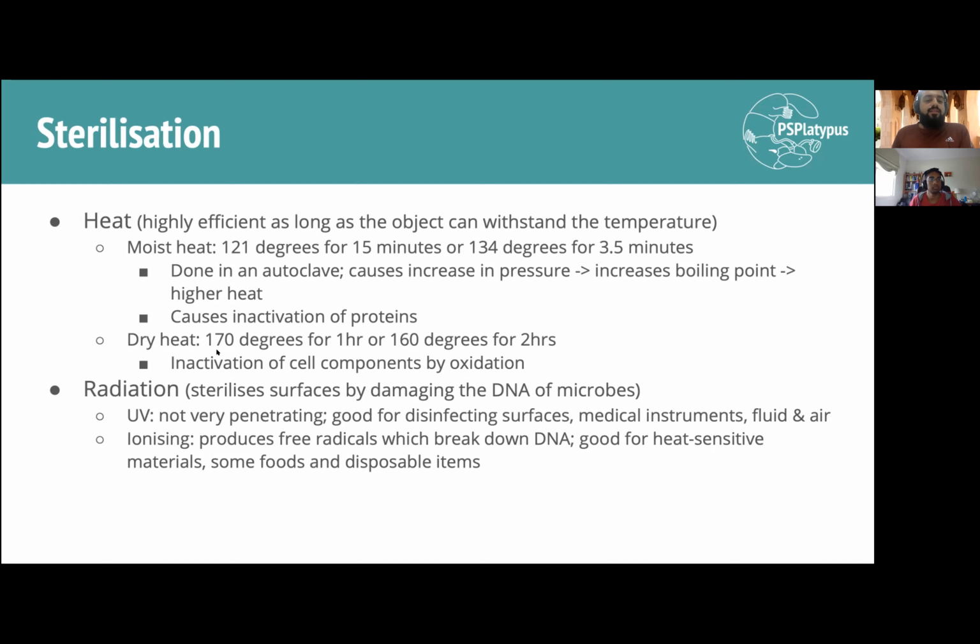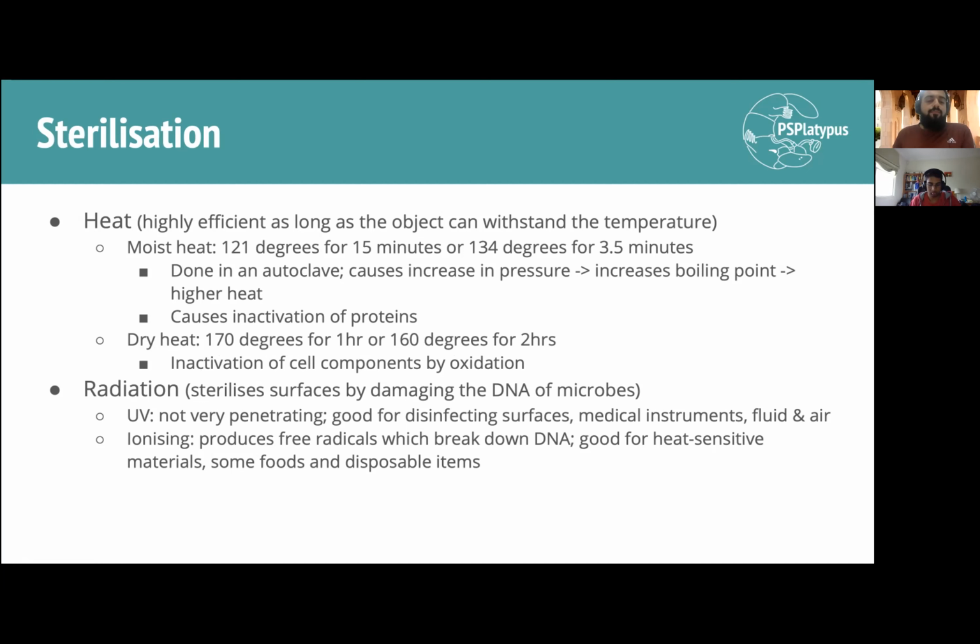Then the dry heat, which is 170 degrees for 1 hour or 160 degrees for 2 hours, causes inactivation of cell components by oxidation. Then we have the radiation.